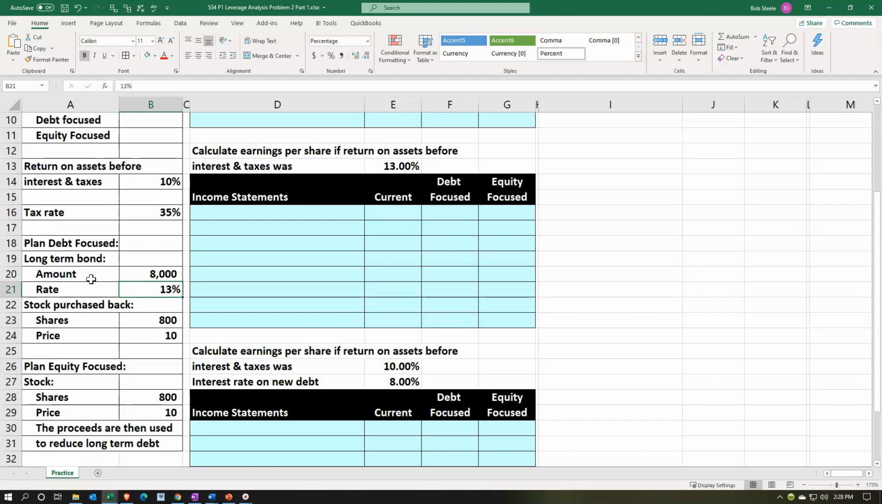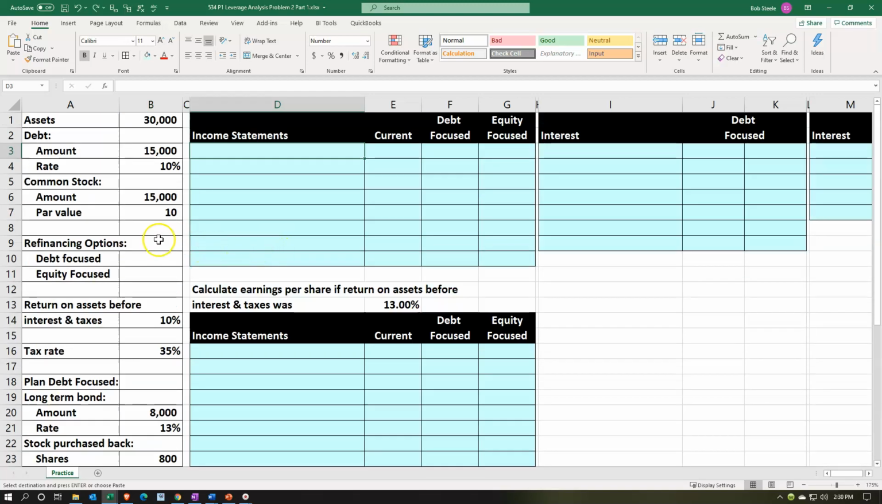And then we're going to use the money we get to purchase stock back. We take that $8,000 and purchase 800 shares of stock, because the price is $10 to purchase back the stock. On the equity side, we ask what would happen if instead we issued 800 shares at a $10 price, took that $8,000 we would get, and paid down the debt with that. That's going to be our second option.